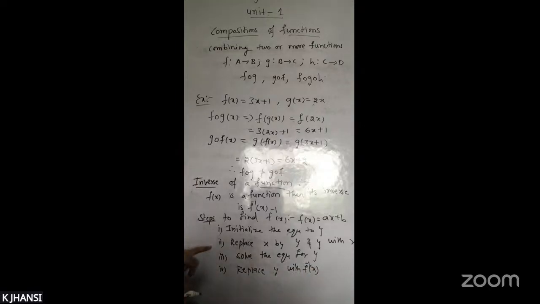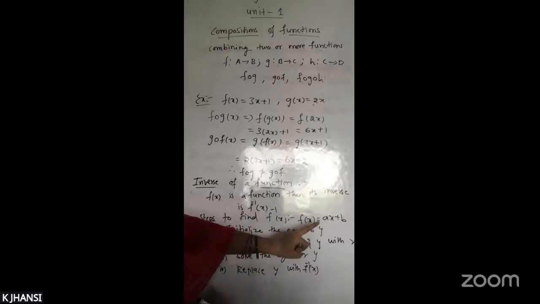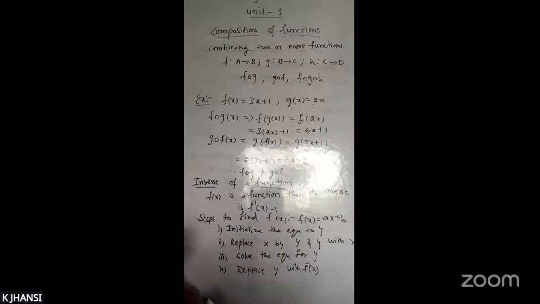Okay, these are the 4 steps to find f inverse of x for the given function f of x. First thing is initialize the equation to y. Means here whatever the function is there, f of x equals ax plus b, you have to write y equals ax plus b.